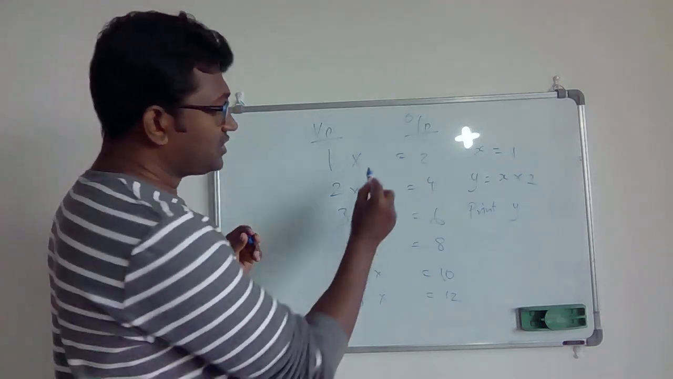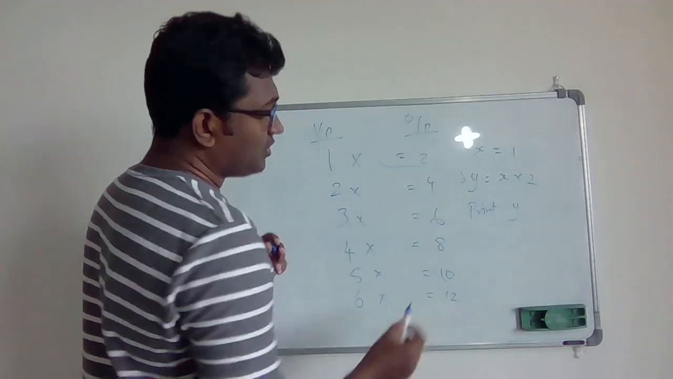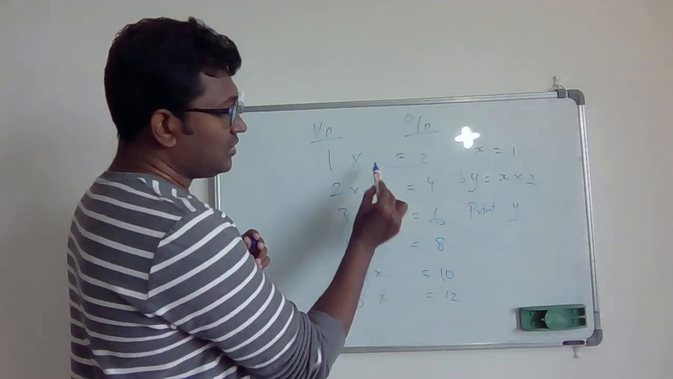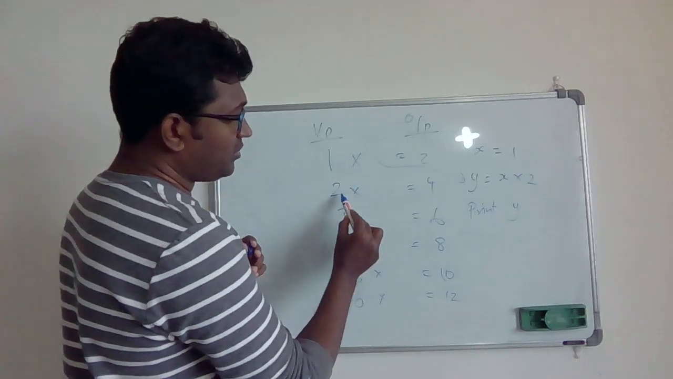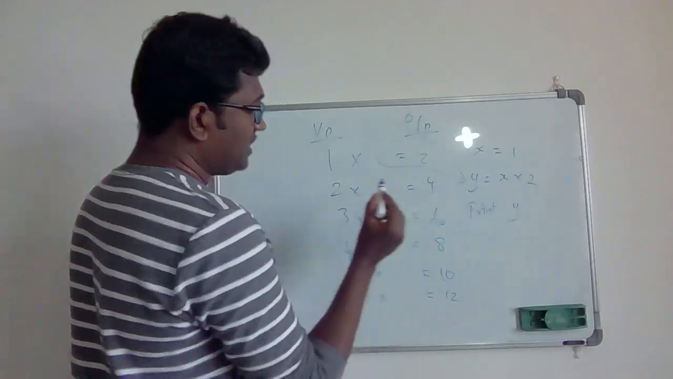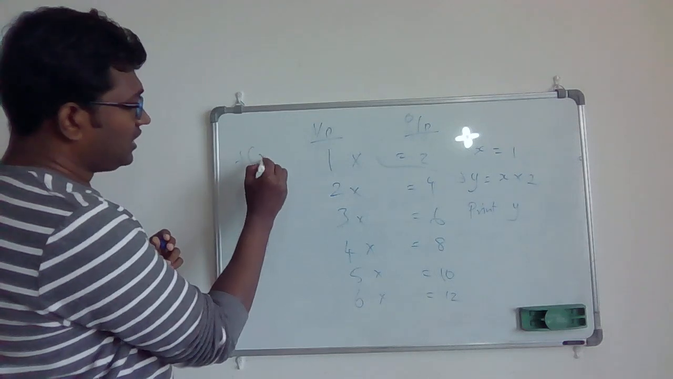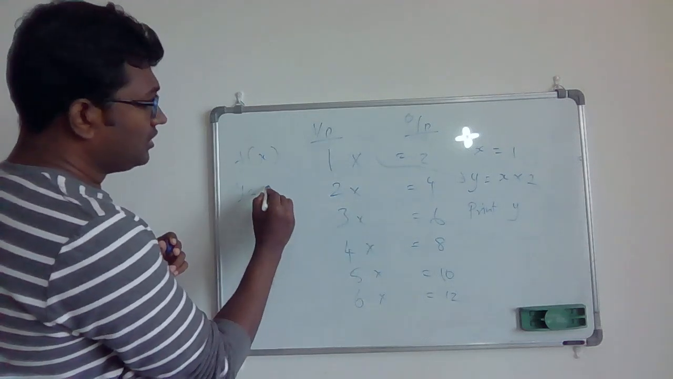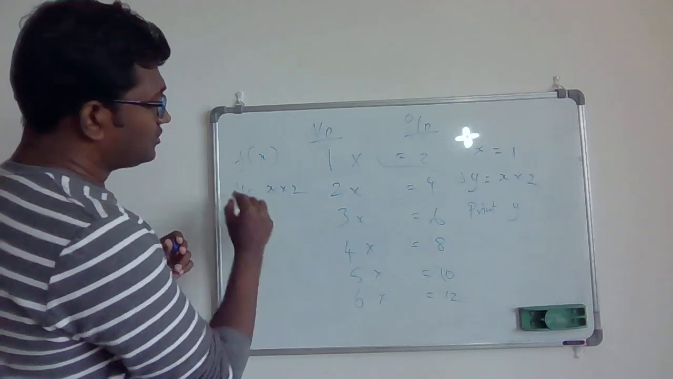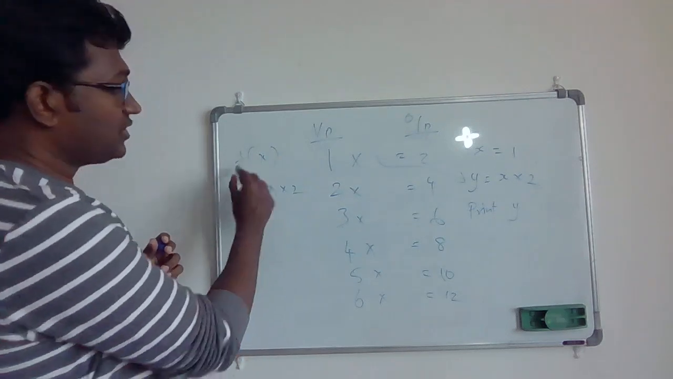It is trying to find the function y, which is by what number if I multiply 1 I will get 2, with what number if I multiply 2 I will get 4. So this is basically a function f of x. Okay, and f of x can be written as y is equal to x into 2. Okay, so we are trying to find out this function.